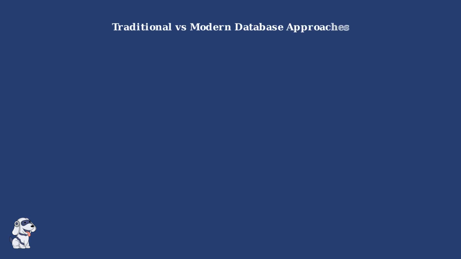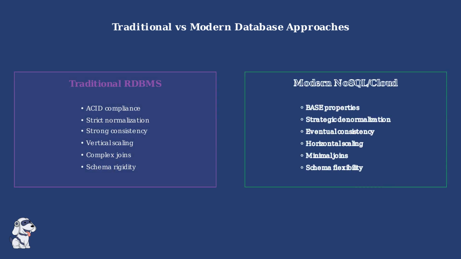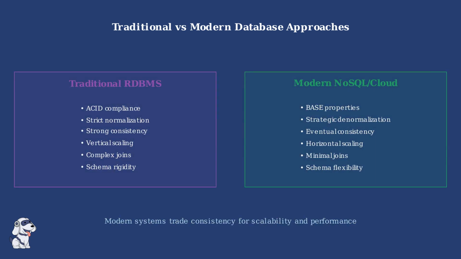The contrast between traditional relational databases and modern systems is stark. Traditional systems prioritize consistency and normalization, while modern systems embrace eventual consistency and strategic denormalization for scalability and performance in distributed environments.